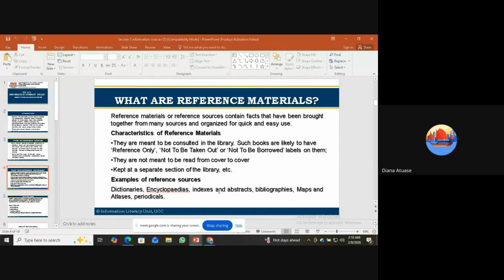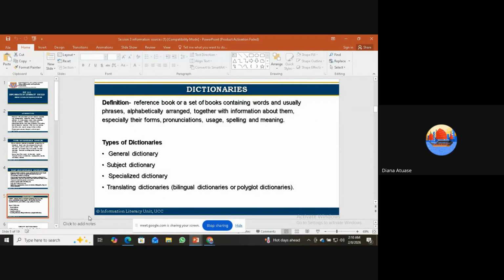So we have types, examples of reference materials. We have dictionaries, encyclopedias, indexes, abstracts, bibliographies, maps, atlases, periodicals. They are all reference materials. So any question? If there's no question, then we are moving on.